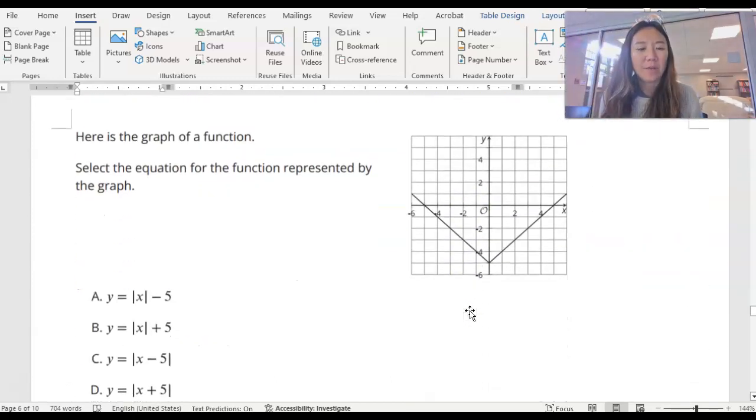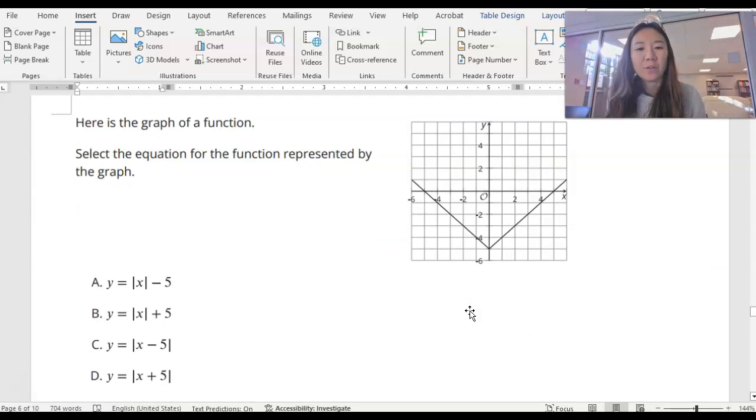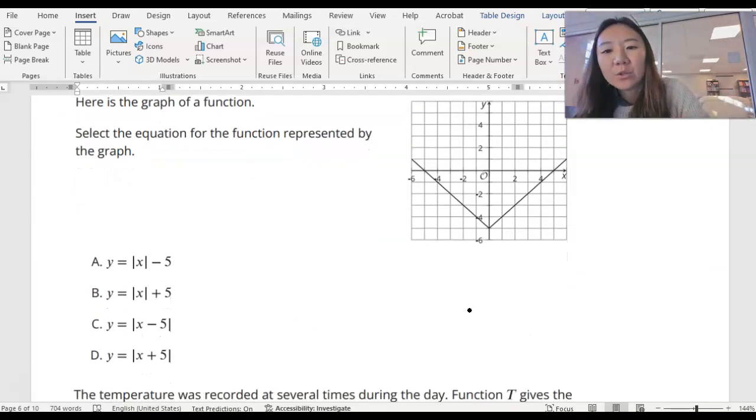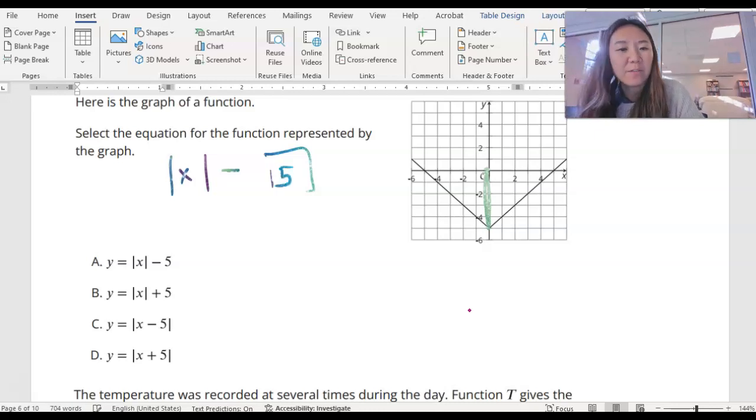All right, here is a graph of a function. Select the equation for the function represented by the graph. So here, my vertex has not moved left and right. It has only moved up and down, which means whatever I'm looking for is going to be outside of the absolute value. And so this is going to be looking here at minus 5.